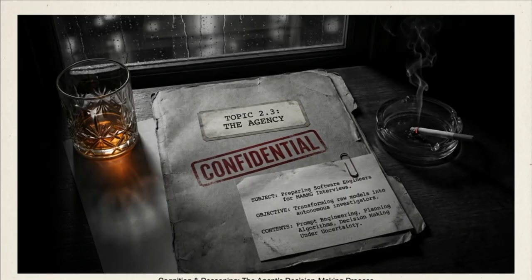We have a lot of ground to cover, including the nuances of prompt engineering, advanced planning algorithms, and strategies for making decisions when faced with environmental uncertainty. Think of this as a confidential briefing on how to architect the mind of an agent. By the end of this session, you'll understand the underlying mechanics that allow an agent to interpret a complex goal and navigate through the sea of data to find the right answer. Let us open the case file and begin our investigation into the cognitive stack of agentic systems.